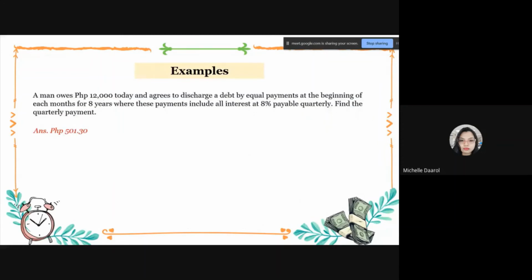A man owes 12,000 today and agrees to discharge a debt by equal payments at the beginning of each month for 8 years, where these payments include all interest at 8% payable quarterly. Okay, so find the quarterly payment.